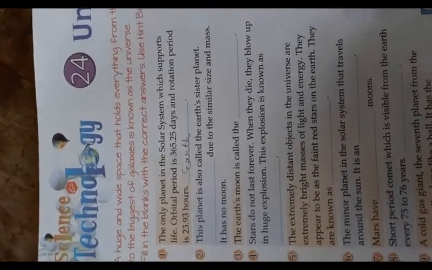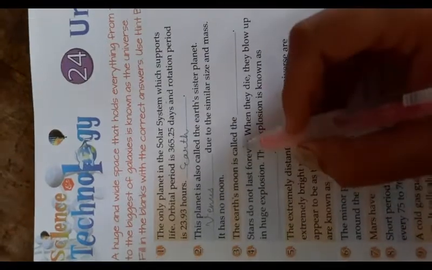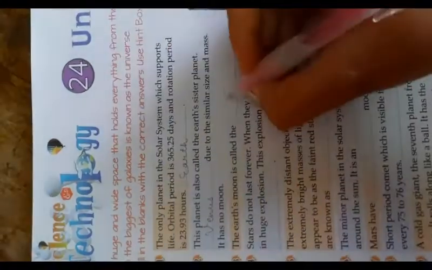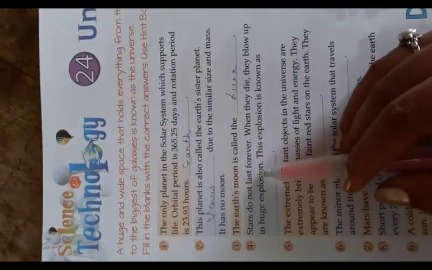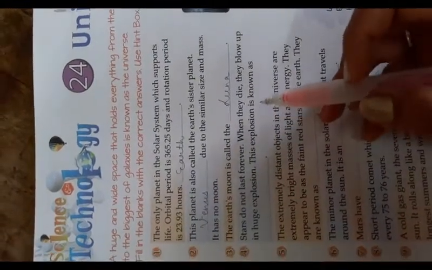Next one we have: this planet is also called the Earth's sister planet due to similar size and mass. It has no moon. It is Venus. The Earth's moon is called the Luna. Stars do not last forever. When they die, they blow up in a huge explosion. This explosion is known as supernova.